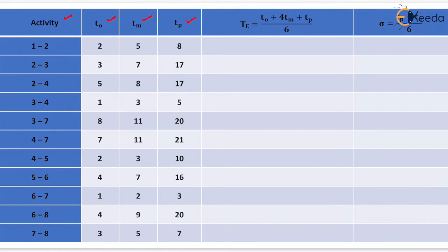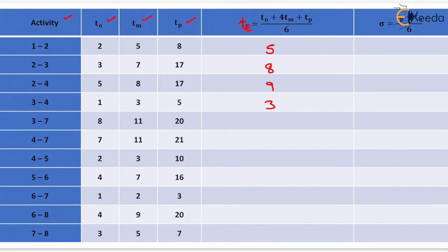Now we have to determine the value of activity time, that is TE. We know the formula: TE equals (T0 plus 4Tm plus Tp) by 6. When we put these values in this equation, TE for activity 1-2 will be equal to 5. Similarly for 2-3 it will be equal to 8. For 2-4 it will be 9. For 3-4 it will be 3.